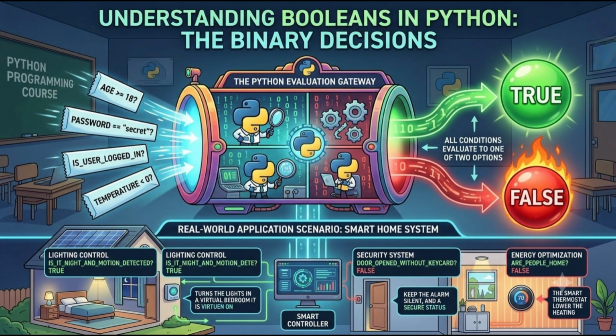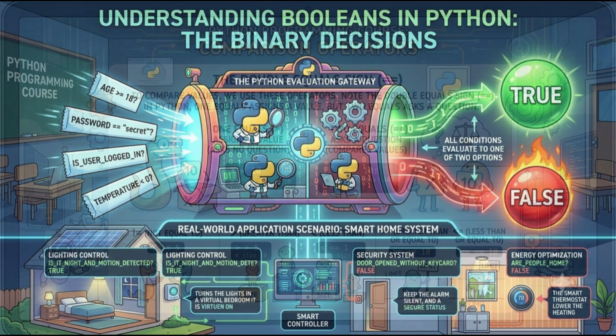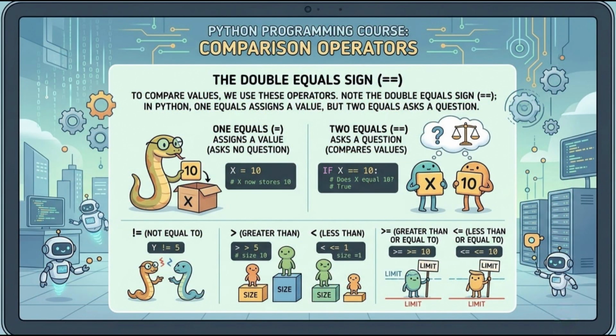Before we code, remember, Python sees the world in Booleans. Every condition you write will ultimately boil down to just two options, true or false. To compare values, we use these operators. Note the double equal sign in Python. One equals sign assigns a value, but two equals signs ask a question.